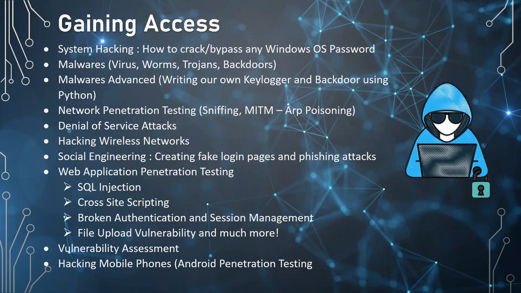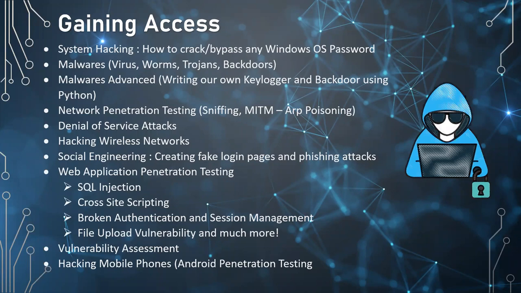After gaining access, we have two more simpler topics, actually small topics, called maintaining access and reporting or clearing traces. In maintaining access, we learn how hackers create persistent connections. If an attacker hacks a phone or hacks a computer, how does he maintain that connection? Even if the victim restarts the system or shuts it down and starts it after a very long time, how do hackers maintain this connection and download the data? That is what we learn in maintaining access.